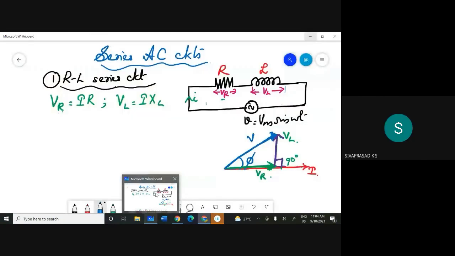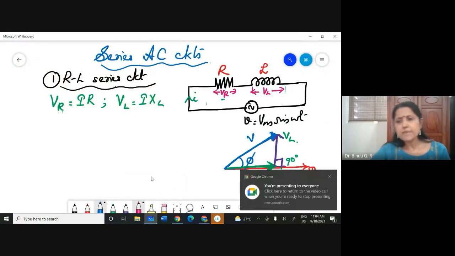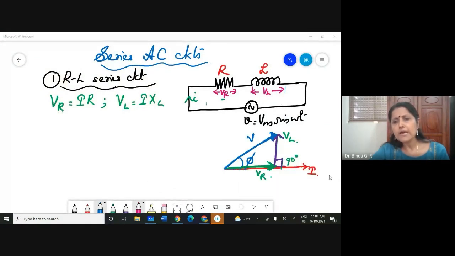No, ma'am. Understood. Okay. Now, which means that if there was only one resistance alone in the system, the current and voltage would have been in phase. If there was an inductance only in the system, the current would be lagging behind voltage by exactly 90 degrees. But when a resistance and inductance came together, the current is lagging behind voltage not by 90 degrees, but by an angle phi.